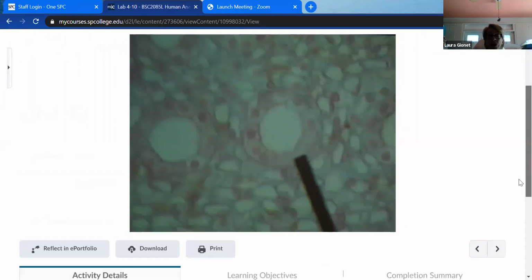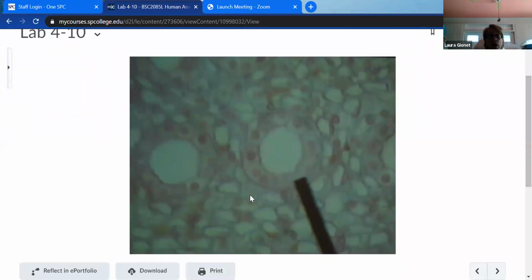All right, here's a slide of simple cuboidal epithelial tissue, right? Simple cuboidal epithelial tissue. Looks a lot like the picture from lecture. So identify that tissue, simple cuboidal. It's a little on the dark side.